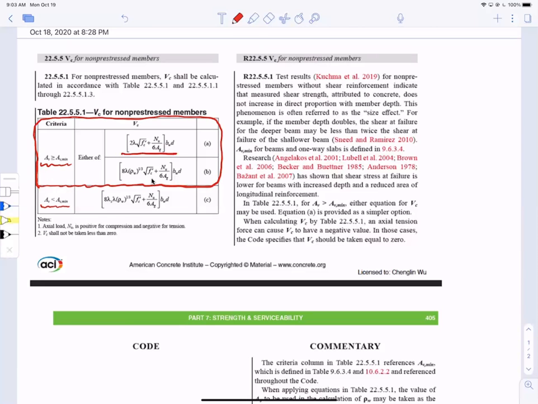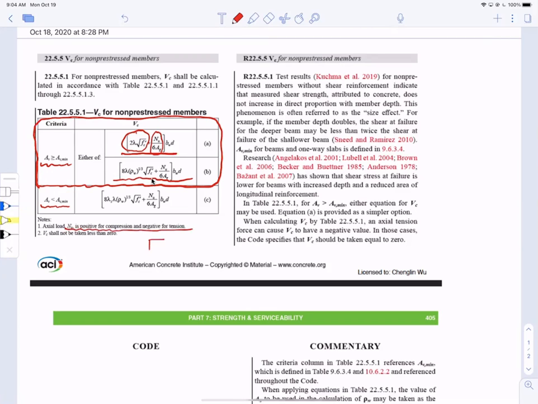Okay, now in the design equation, there are two, so you have a choice. You have the upper one and you have the bottom one, right? So the upper one has 2 lambda square root f prime c. This is our friend, we have seen this already. And we have an additional component that is Nu divided by 6 Ag. This was also there for 14, I just didn't mention it. This is due to axial forces. Nu is positive for compression or negative for tension.